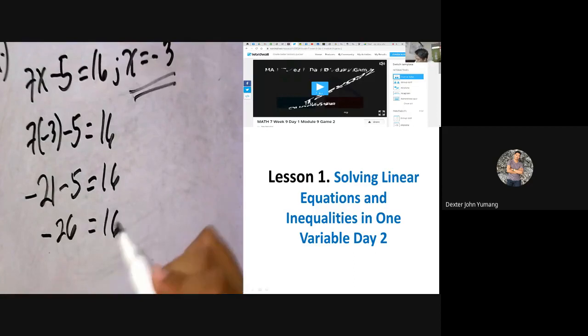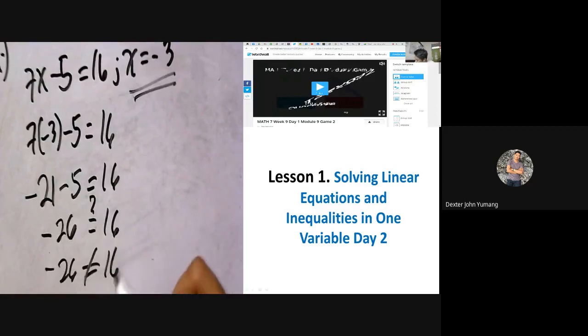And that is not equal to 16. They are not equal. So their answer here is false. So, tama po. False po ang sagot. Again, 5 points with complete solution. 2 points kapag mali or walang solution. Okay? So, please check now number 2.